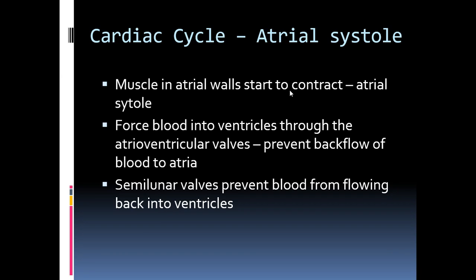Next we are going to look at the cardiac cycle. So what is the cardiac cycle? The cardiac cycle is basically defined as the sequence of events that takes place in one heartbeat. On average, a normal human being will have roughly about 70 heartbeats per minute, so it means that a normal human being will have about 70 cardiac cycles per minute.